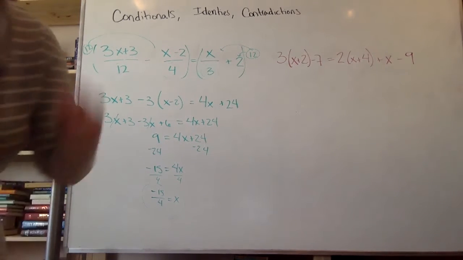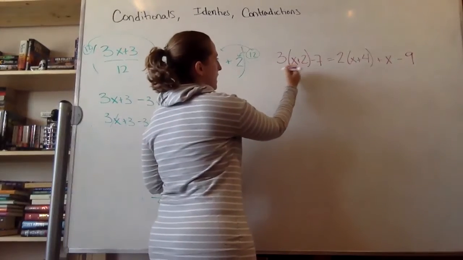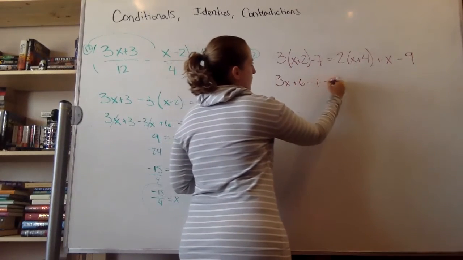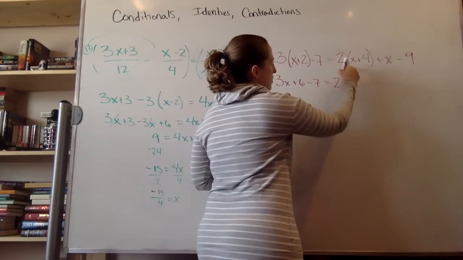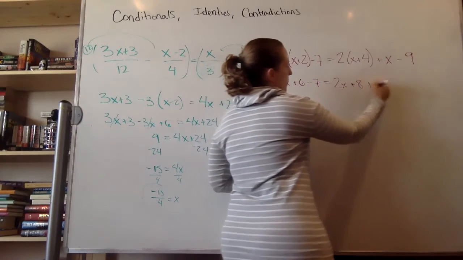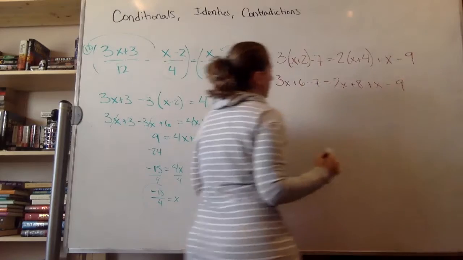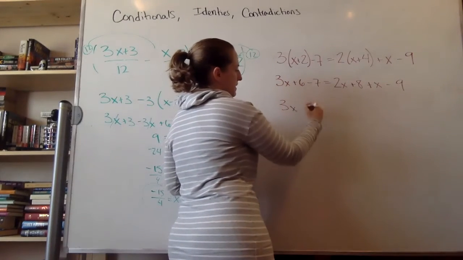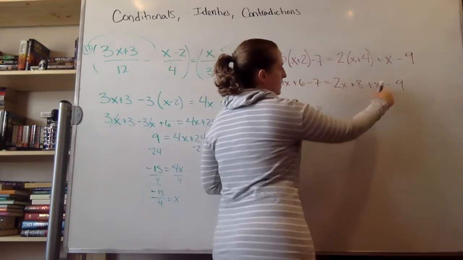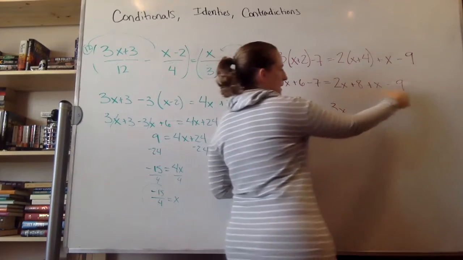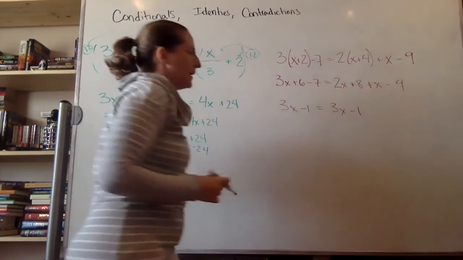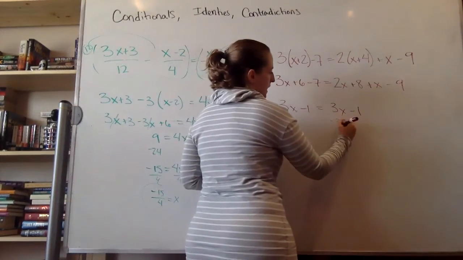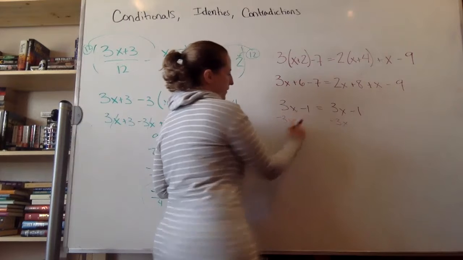So in order to solve this guy, let's distribute. 3 times x is 3x, 3 times 2 is 6, minus 7 equals 2 times x is 2x, 2 times 4 is 8, plus x minus 9. Collecting like terms, I'll have 3x, 6 minus 7 is negative 1. I have a 2x and an x, that's 3x. 8 minus 9 is negative 1. Anybody notice anything? Now if I keep going and think about getting all of my x's on one side, I'm going to subtract 3x from both sides.